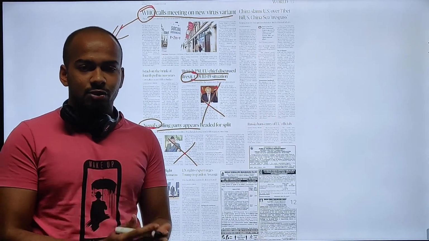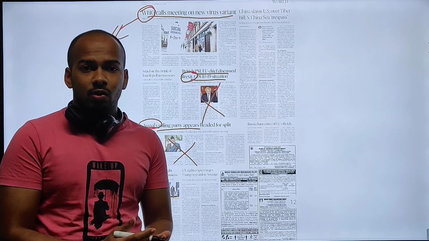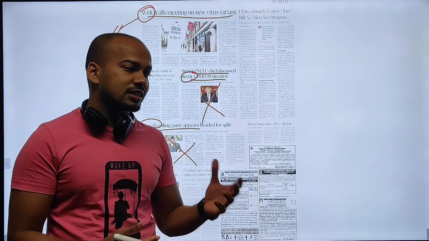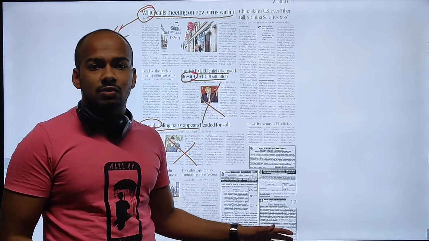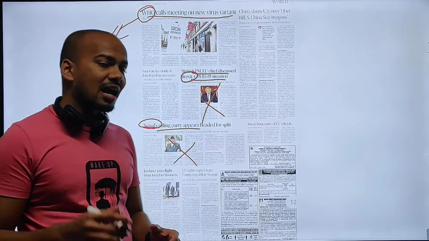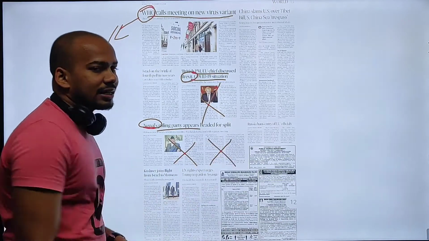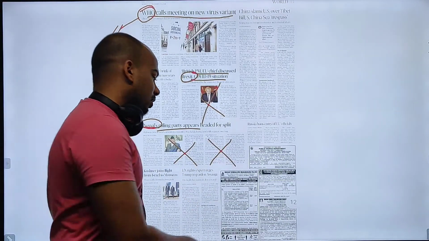In such situations, when you're answering a question in Mains, points like that will add value. Citing an example like this would have value. But other than that, articles which are completely of political character only are not important.